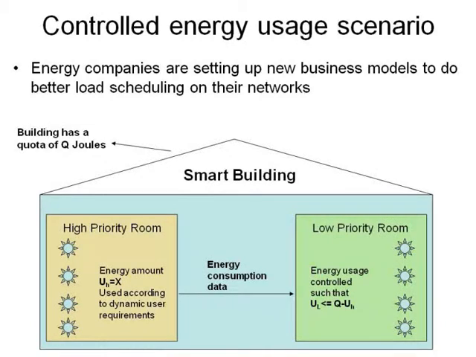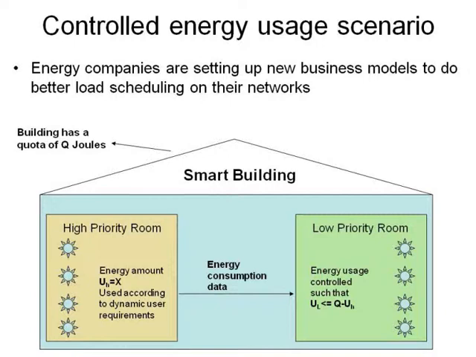Energy companies are thinking about new business models to better control their grids. They would charge higher rates for energy if an agreed quota for a building is not met. This demonstrator shows two rooms in a building.